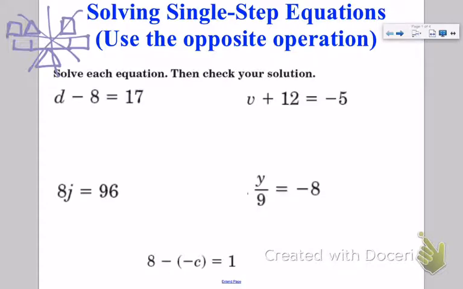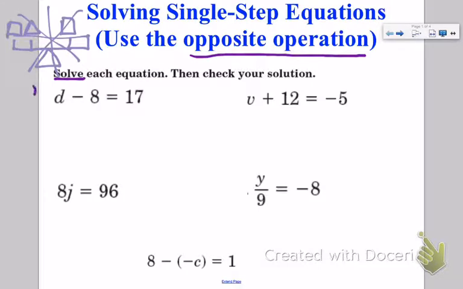So the big word or phrase actually is opposite operation. What that means is, in order to solve for the variable, we must apply the opposite operation to one of the terms in order to get that variable by itself.